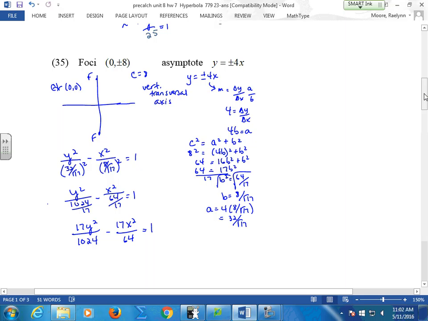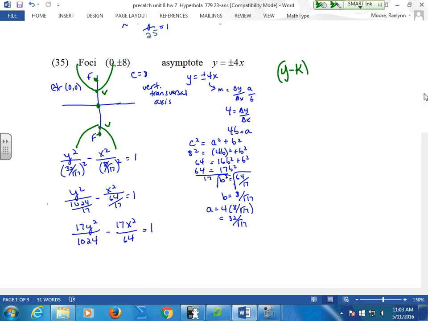35 was the hard one. So I have my foci here and here. I know which way my hyperbola opens: up and down. Not at my foci though, at my vertex. My vertex I don't know yet. But I can find my center by taking the average. And again, my center was at 0, 0. So I know my y comes first. I know my center, 0, 0.